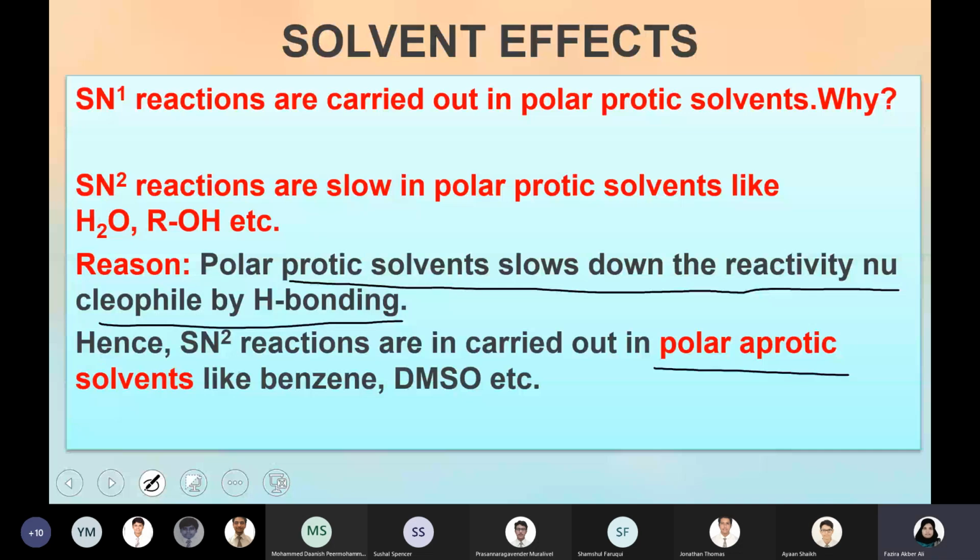This answers the second question. Both are the same, no? The first answer, the first part, both get the same answer. But you can explain the second question with the SN1 reaction also, right? Since it slows down, it gives more time for the leaving group to leave.